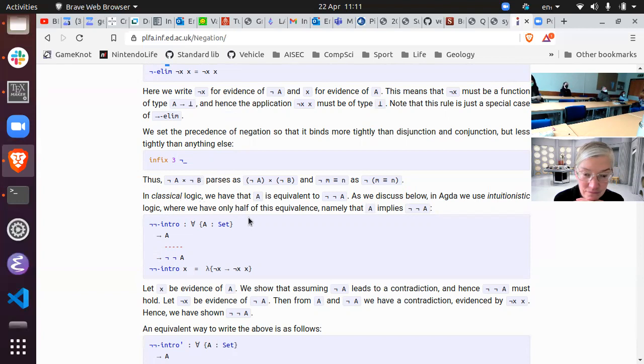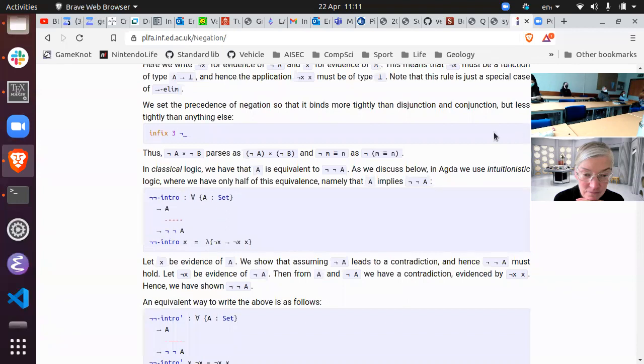So then moving on to discussion of which axioms to do with negation are actually valid in Agda. In classical logic, A is equivalent to not not A, but only one direction of that implication holds in Agda. Namely that A implies not not A, but not not A does not imply A.